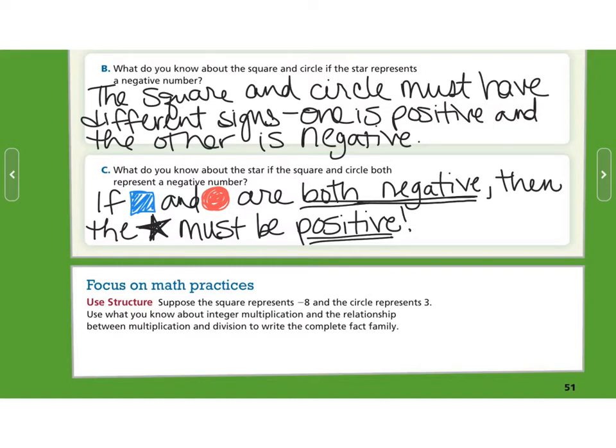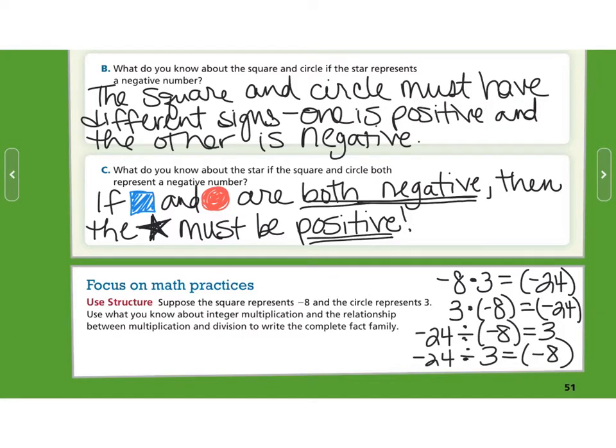Focus on math practices. Suppose the square represents negative 8 and the circle represents positive 3. Use what you know about integer multiplication and the relationship between multiplication and division to write the complete fact family. Pause the video, try this, and come back and check your answer. Hopefully you were able to make the two multiplication equations without a whole lot of difficulty. Now pause the video and see if you can do the division parts of that fact family.